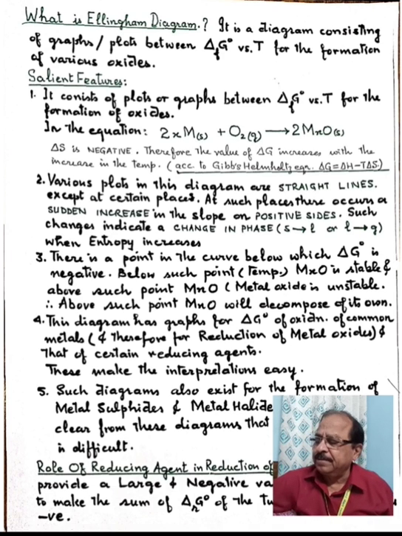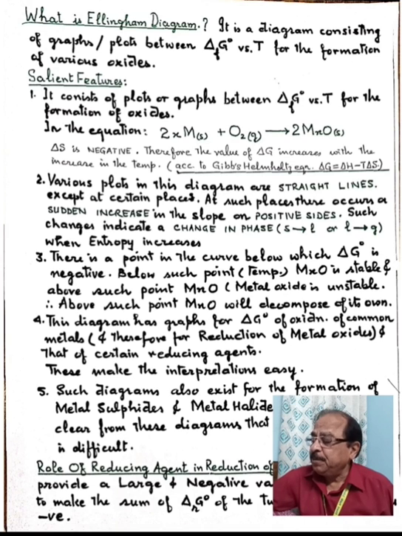So what does it mean? It means that this is such a temperature below which the metal oxide is stable, and above such temperatures, the metal oxide is unstable. So if the temperature is raised above these points, then what happens? The metal oxide becomes unstable and decomposes of its own.